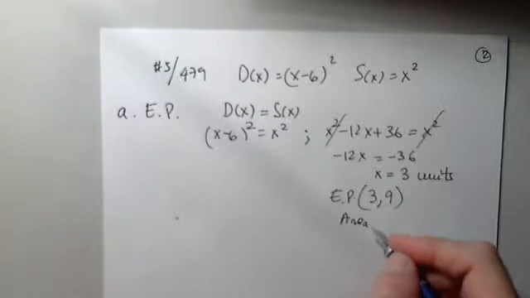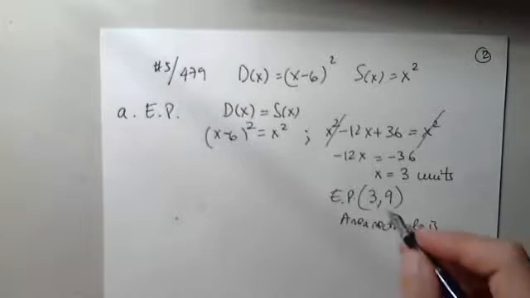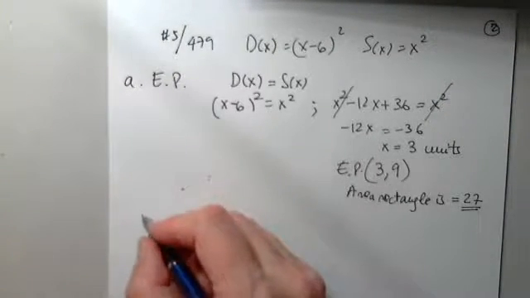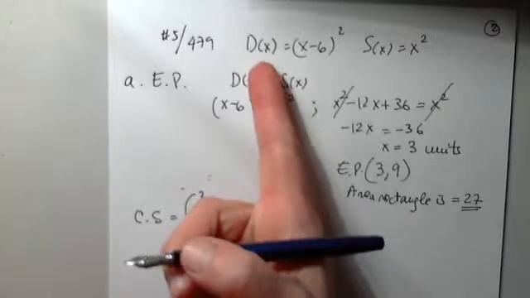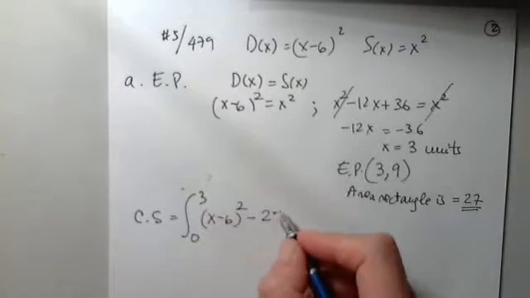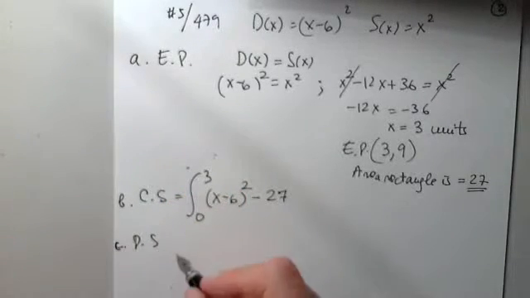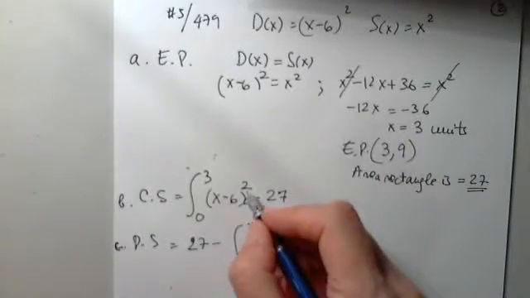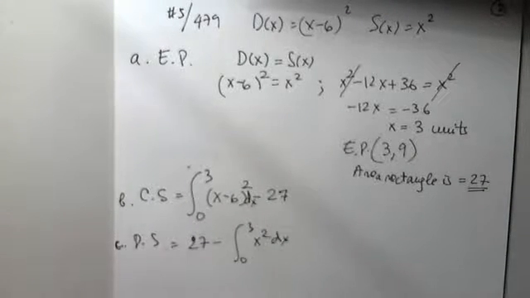The area of the rectangle is 3 times 9, which is 27. So in order to determine the consumer surplus, I will have to find the integral from 0 to 3 of d of x dx minus the area of the rectangle. To find the producer surplus, which is part B and part C, I will have the other way around: 27 minus the integral from 0 to 3 of x squared dx. So let's determine those two integrals.